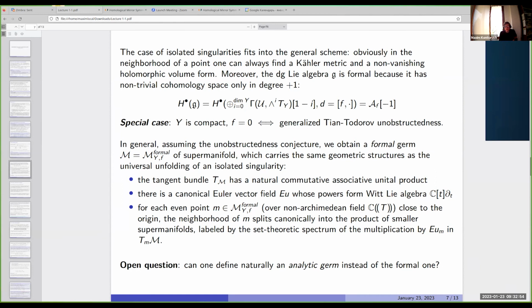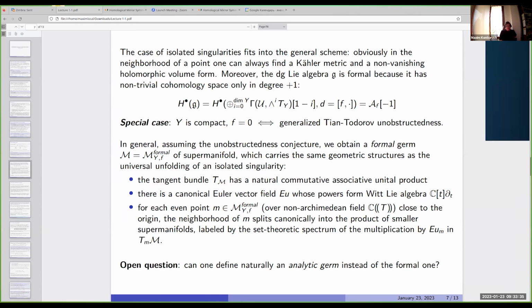There is a canonical Euler vector field whose powers with respect to this product generate the algebra, linear vector fields in one variable, and then you also get a product decomposition. If you take any point close to the origin, and here too, because it's formal, I think we should speak maybe of points over some non-trivial field. Then the neighborhood of this point splits canonically into a product of small supermanifolds labeled by a finite set, which is the set-theoretic spectrum of multiplication by this Euler field acting on the tangent bundle.